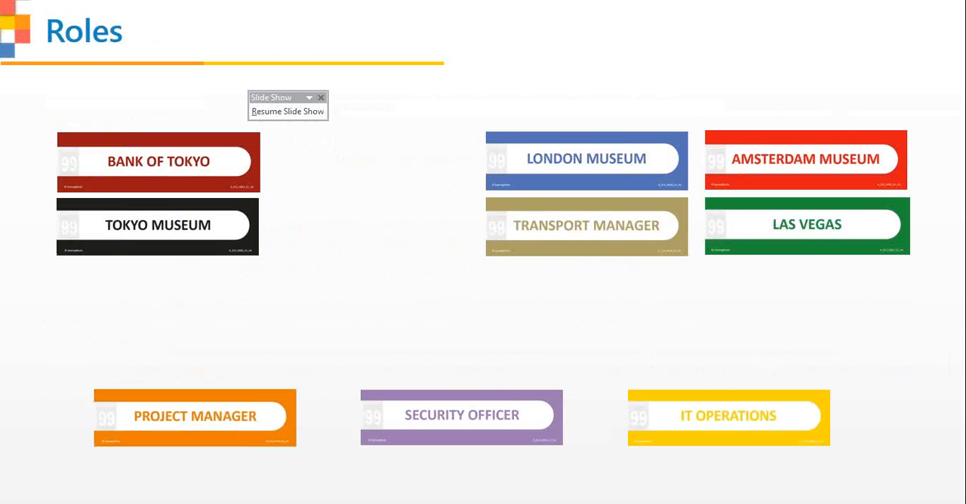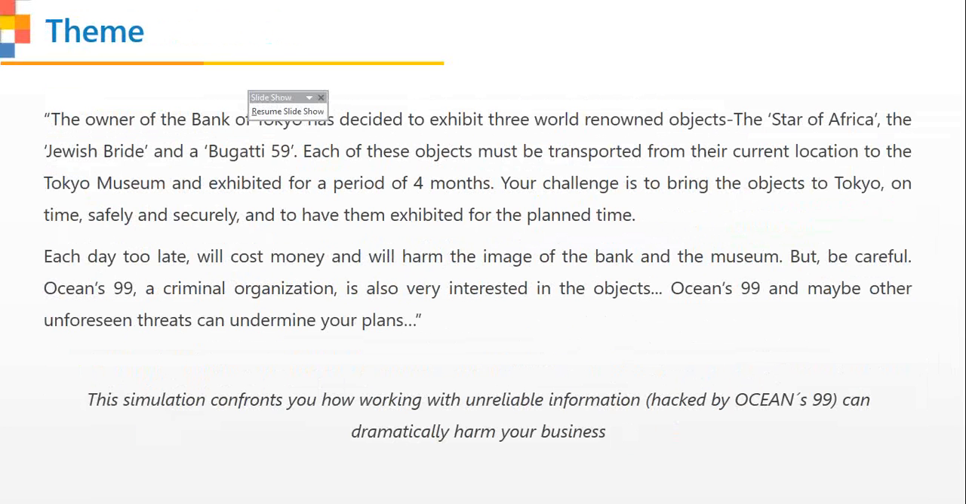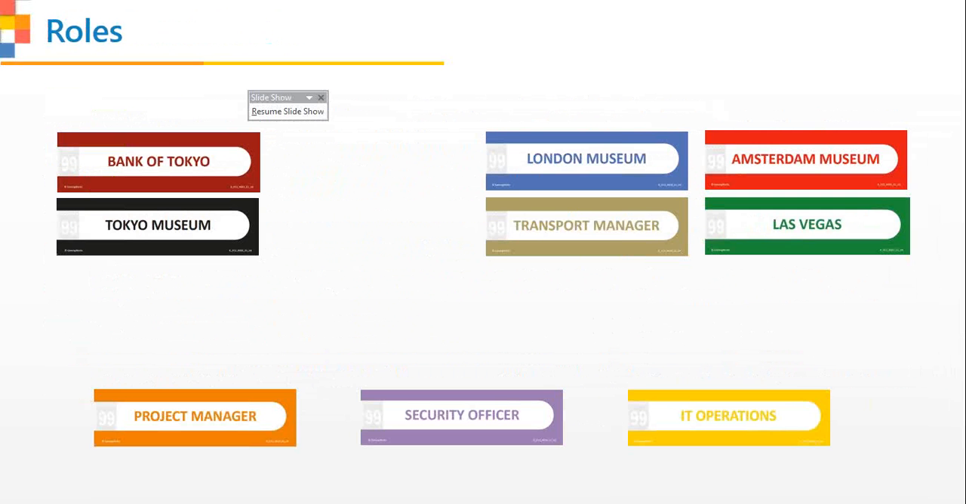If you look at London Museum, Amsterdam Museum, and Las Vegas, they are the respective business owners who carry that particular valuable object. So if I go back to my previous slide, we spoke about the Star of Africa, Jewish Bride, and Bugatti 59. These are the people who own those particular assets. So Las Vegas owns Bugatti, Amsterdam Museum holds the painting, and London Museum holds the African diamond. Transport manager's job is very obvious, to ship the objects from one place to another place.